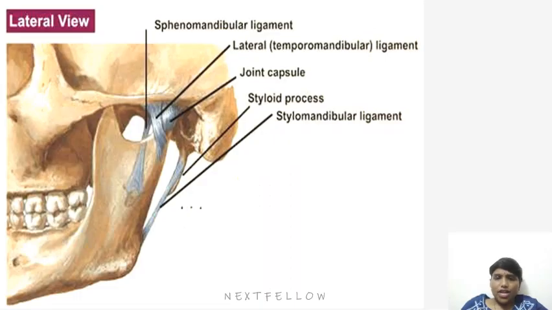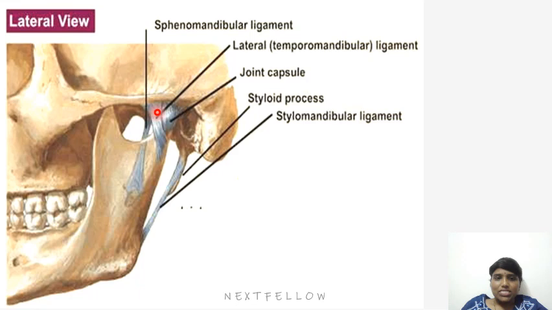Ligaments of temporomandibular joint. There are four ligaments. One is fibrous capsule, stylomandibular ligament, spinomandibular ligament and lateral ligament. Fibrous capsule, it will encircle the joint completely. Above it is attached to the entire circumference of mandibular fossa, articular eminence and squamotympanic fissure. Below it is attached to the neck of the mandible.